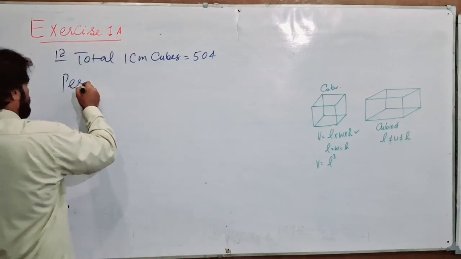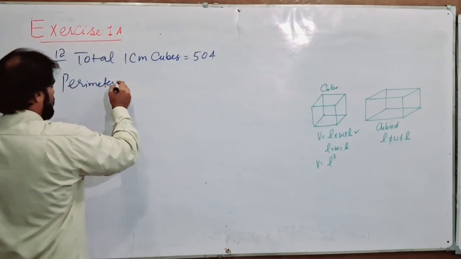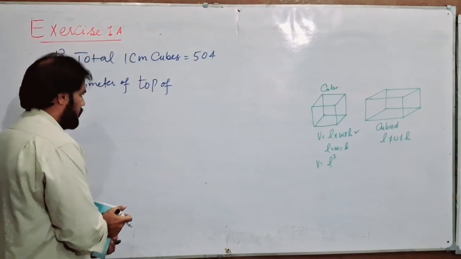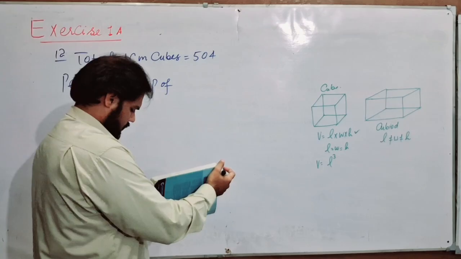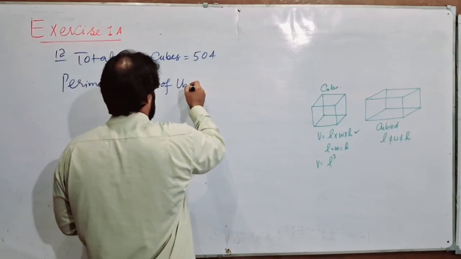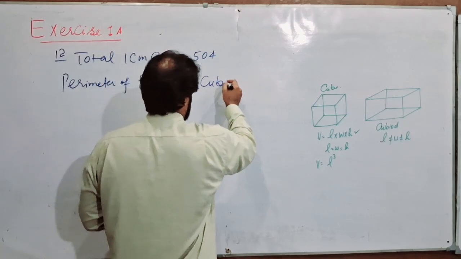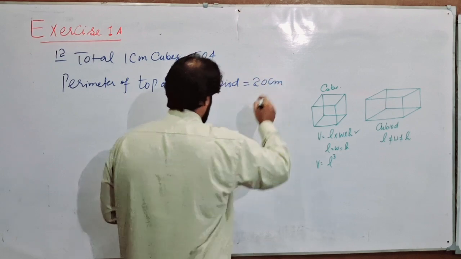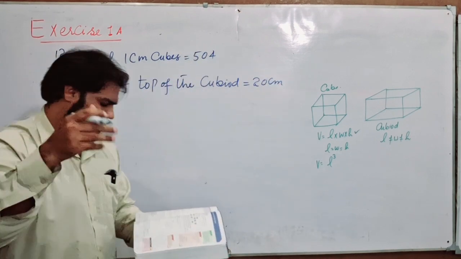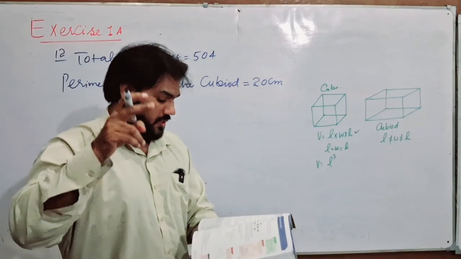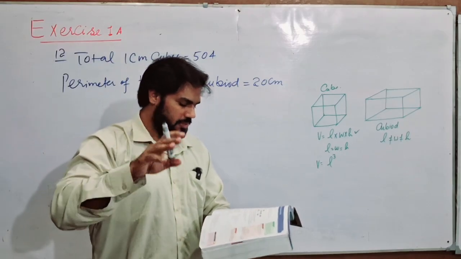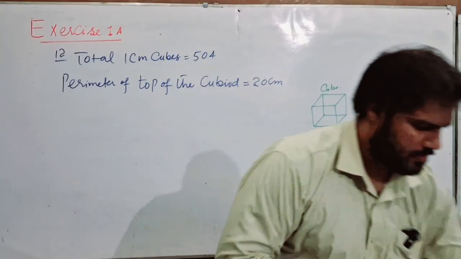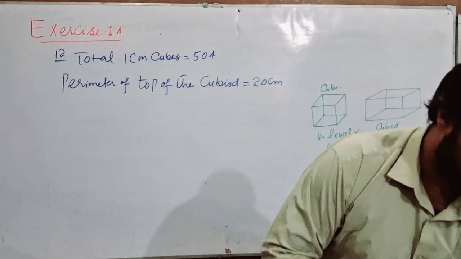Perimeter of the top of the cuboid is equal to 20 centimeter. David has to make a cuboid, but the condition is that the perimeter of the top of the cuboid should be 20 centimeter. Understand this carefully.